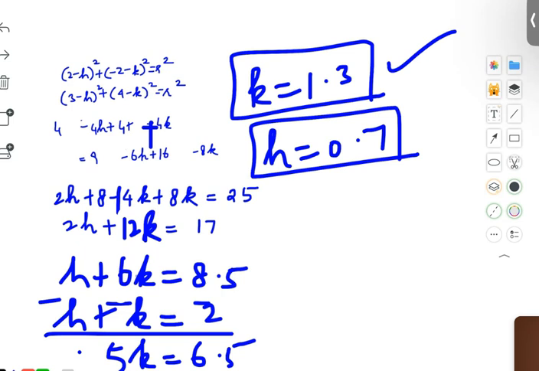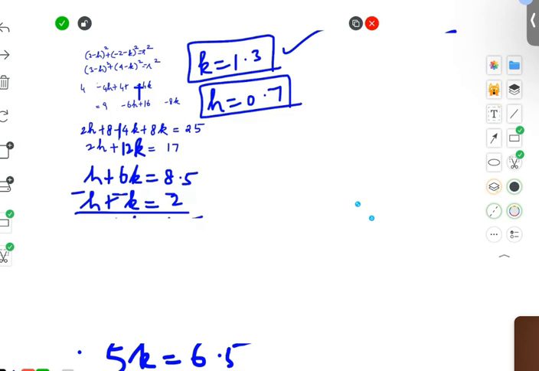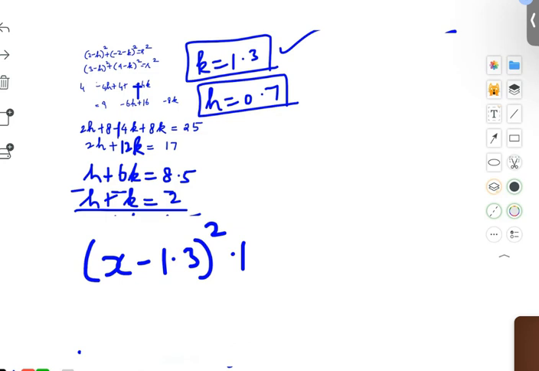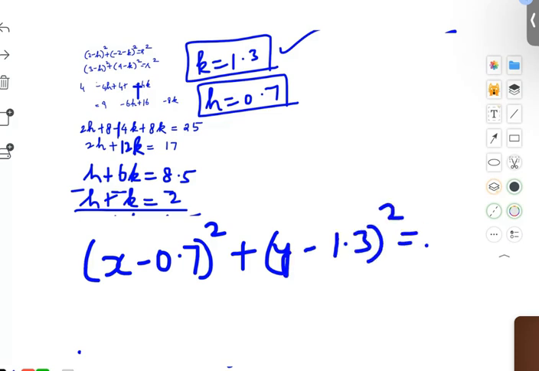So h is equal to 0.7. Finally got it, guys. Thanks for not doing anything. Just like a 5-star. You guys did a great job. It's going to be x minus h, 0.7, y minus k, 1.3 square is equal to r square. We're going to find the value of r square by substituting for h and k in any one of the equations, and we can solve it.